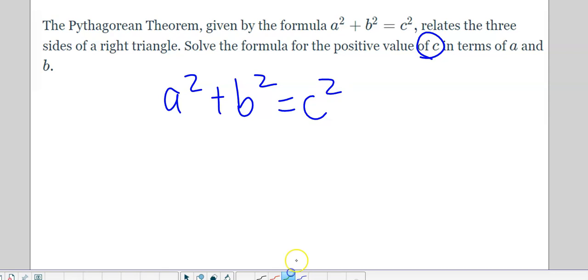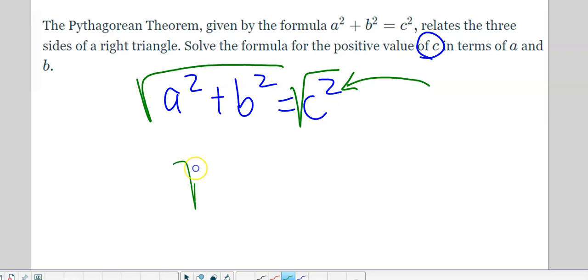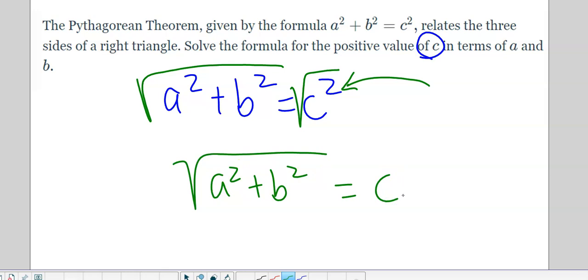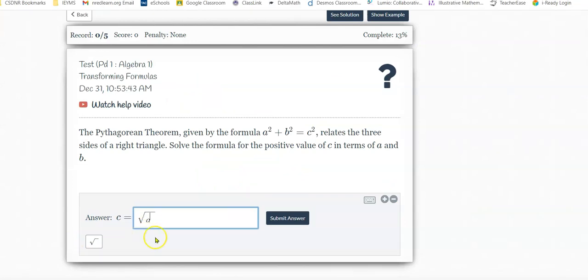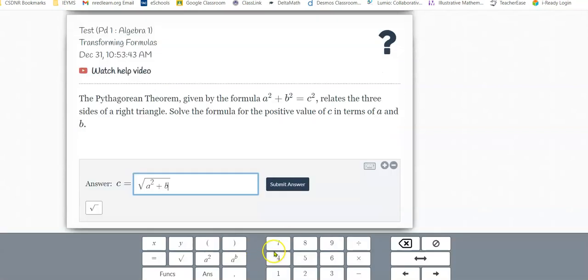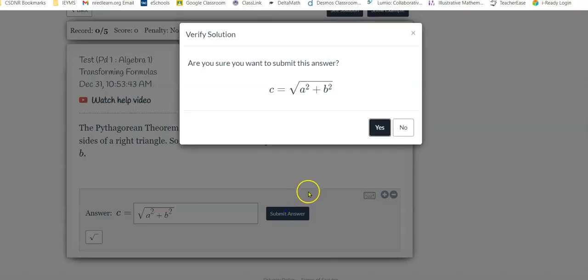C is almost by itself, so what's new that you learned this year? The inverse of exponents, and that is roots. So the opposite of a square is a square root, so we're going to square root both entire sides. So your answer here is a giant square root sign on the left, and these square roots cancel on the right. So the square root of a squared plus b squared. Here we go, square root sign is down here. I'm going to press Shift 6 to get my power, but you could also use this keyboard here. So you type B and then you press this square button. There you go. You could also open the Delta Math keyboard.